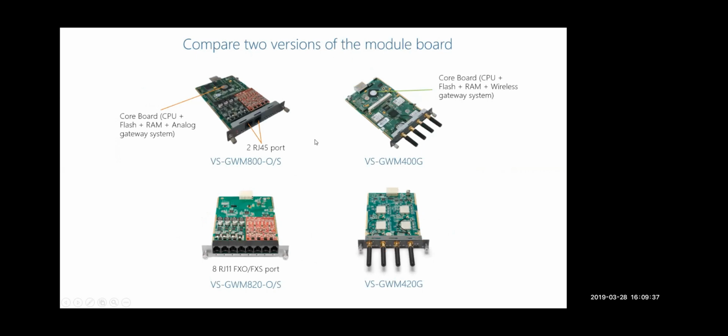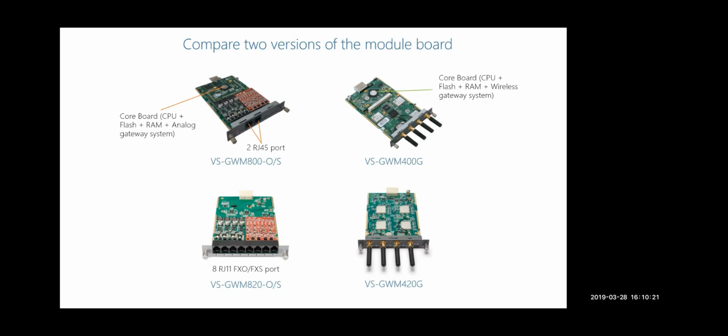And then we will compare two versions of the module board. Look at the VS GWM 800 series analog gateway module and the VS GWM 400 series wireless gateway modules. Each module runs an independent gateway system inside, and every module has its own IP. Each module can be configured in the standalone mode or to be managed in the cluster mode. The module and the switchboard communicate via the Ethernet bus. The switchboard works as a network switch.